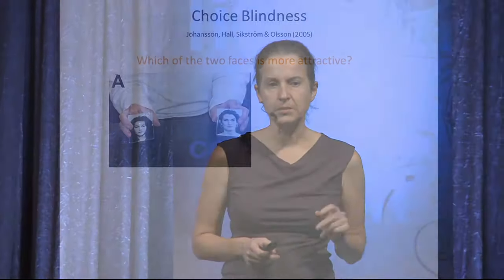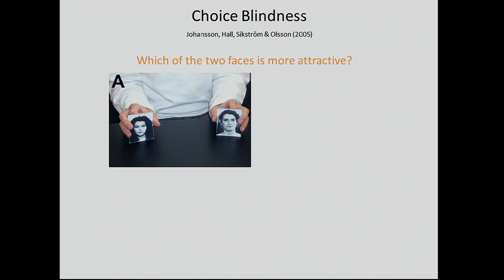Take this experiment. This is called choice blindness. It's a paradigm that was developed a few years ago by a Swedish team of researchers. And what they did was an interesting experiment. They presented subjects in the lab with two sets of faces. In this case, we have two women. And they asked the participants, okay, choose, point at the one that you find most attractive. And people would do that.